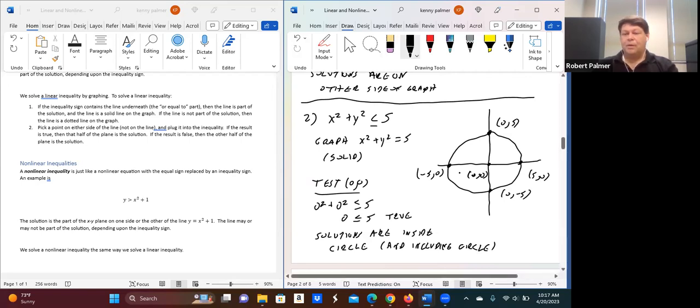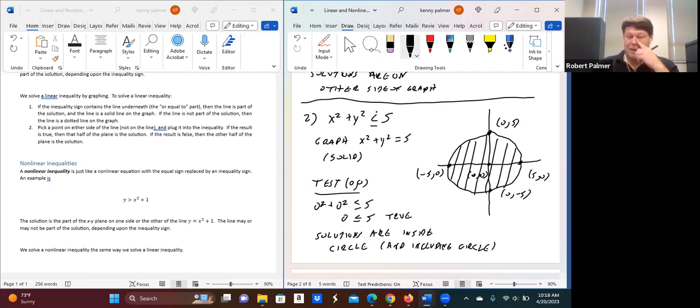Okay. And so basically our solutions are, once again, we have a solid line indicating the circle itself is part of the solution. So if you picked a point on the circle, like 0, 5, plugged it in, you get a true statement. In fact, what you get would probably be 0.